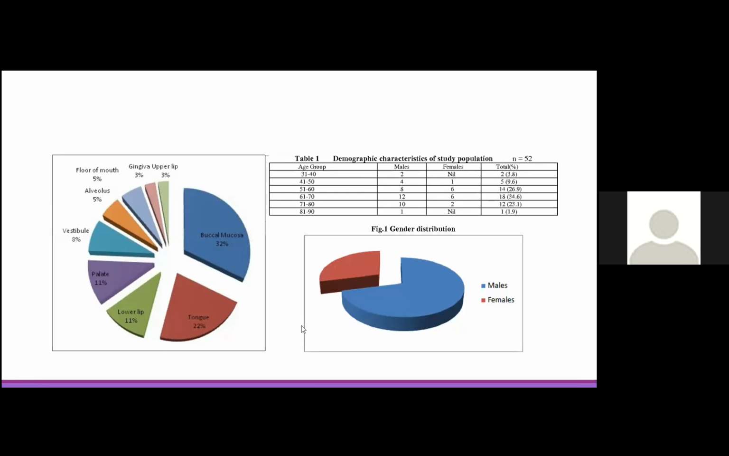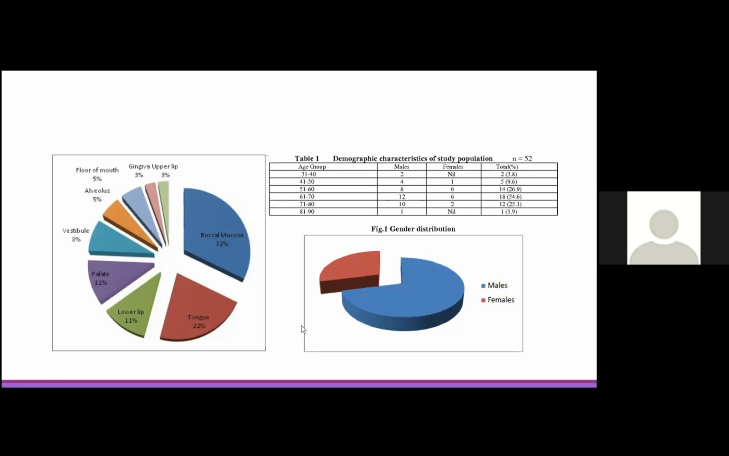Now, within the oral cavity, there are certain sites: buccal mucosa, tongue, lower lip, palate, alveolus, gingiva. But out of all these areas, it is most commonly seen in the buccal mucosa, in almost half of the cases. Gender-wise, it is almost twice as common in males compared to females.